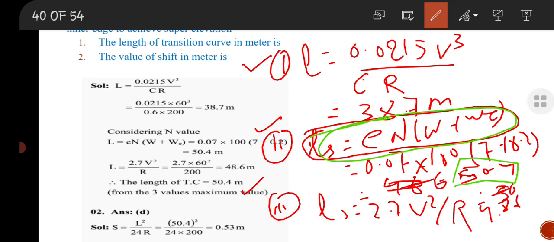Then the shift of curve means how much distance the curve will be shifted. This distance is called shift of curve, that is L square upon 24R. Applying this, the curve will be shifted by 0.53 meter from the original position.